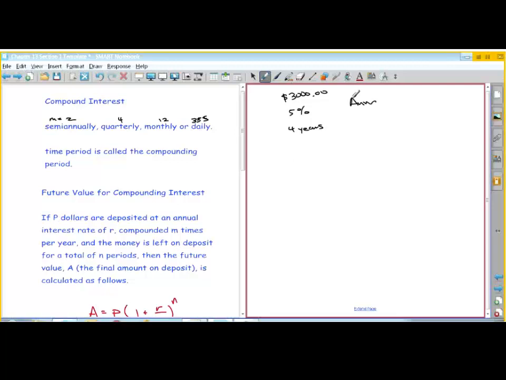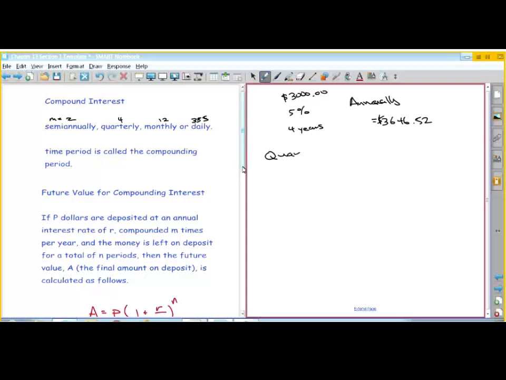And I'm just going to write down annually because we just did that. And it was 3,600 and something. Did anybody write that down? 3,646.52. Okay, so that was annually.